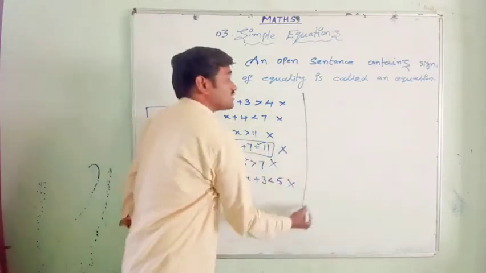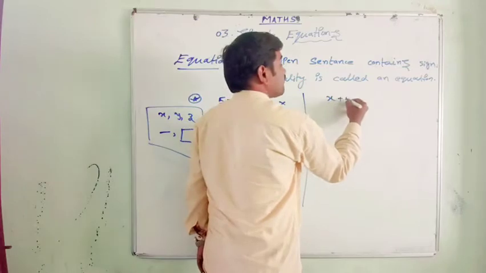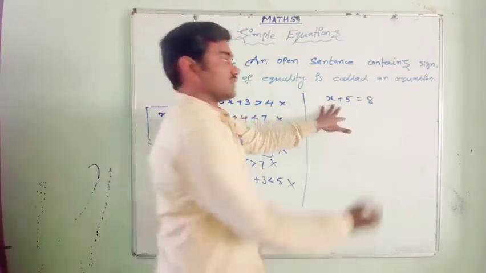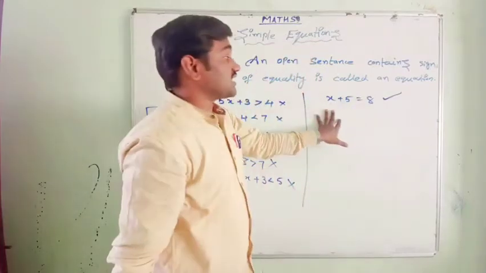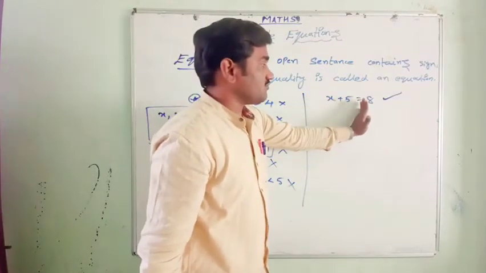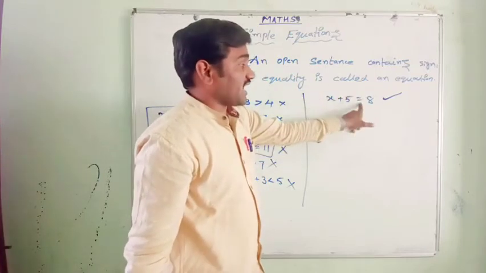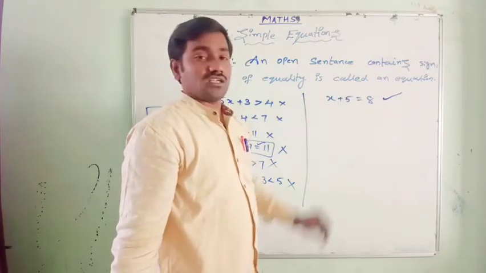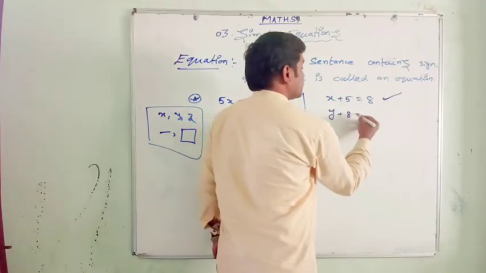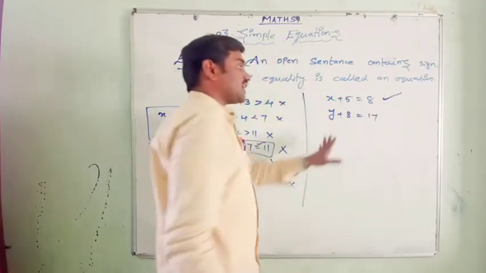So, which are called equations? I will tell you here. x plus 5 equal to 8. It is an equation, because this contains one open sentence and one equal symbol. An open sentence that contains the sign of equality is called an equation. That is what our statement says. Here, y plus 8 equal to 17. It is also an equation.